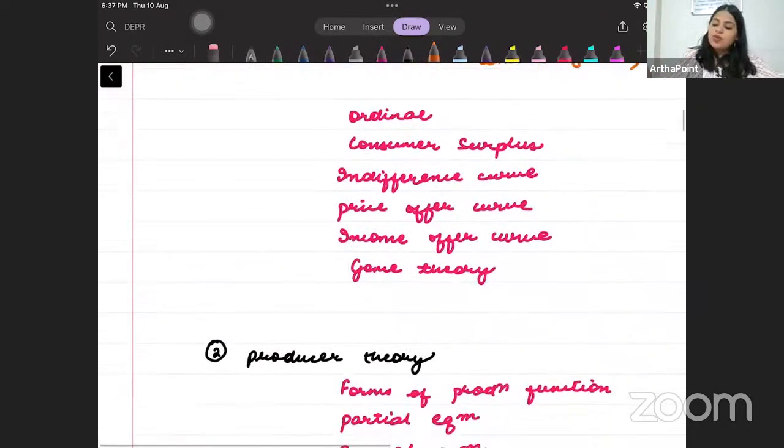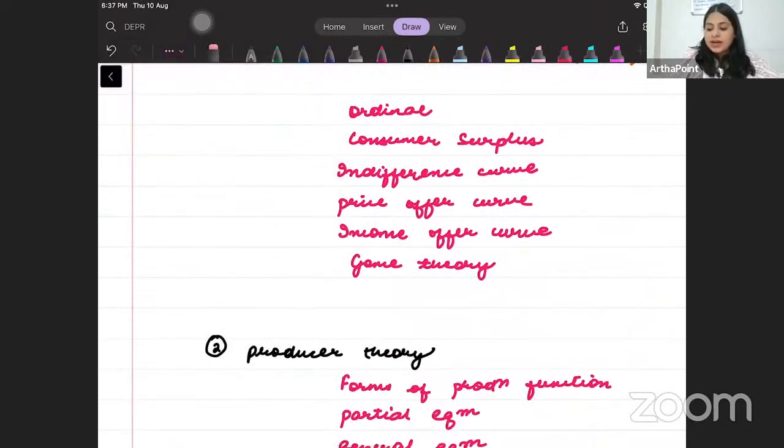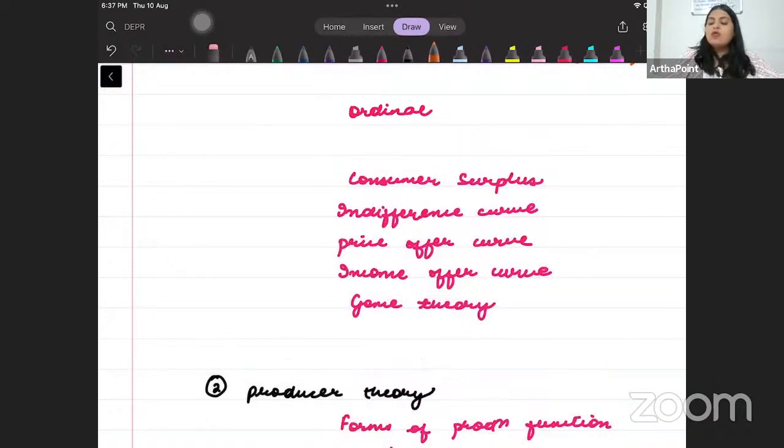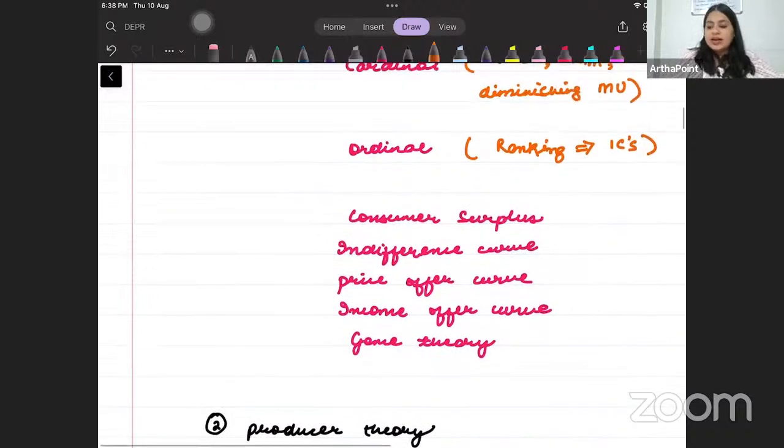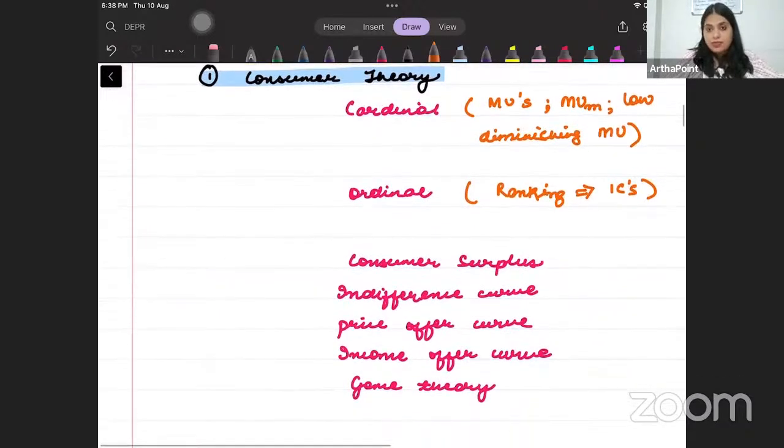The second thing that you will be asked will be, beta, the ordinality approach. When I talk about the ordinality approach, we know that it is around ranking. When I talk about ranking, we know that ranking means automatically indifference curves. ठीक है. So ordinality approach and cardinality approach, both of them are important.